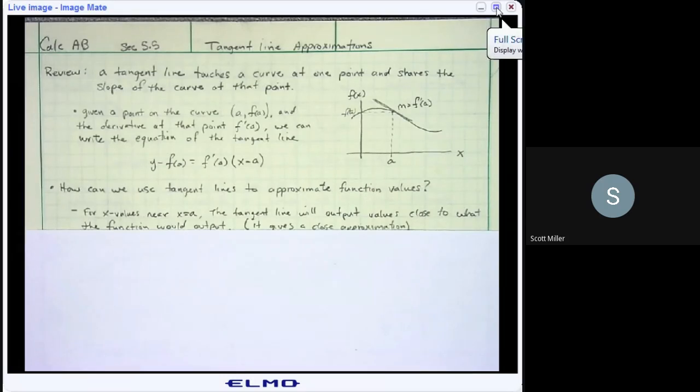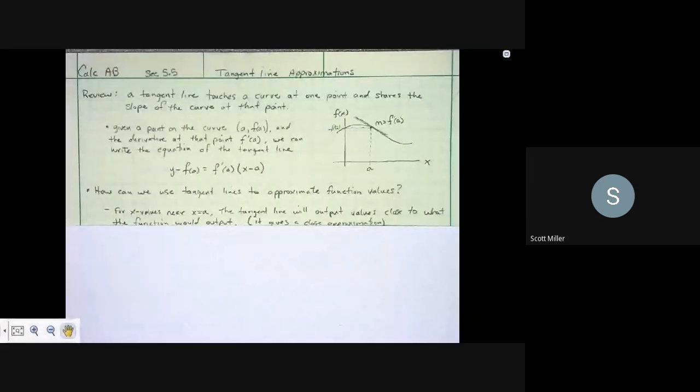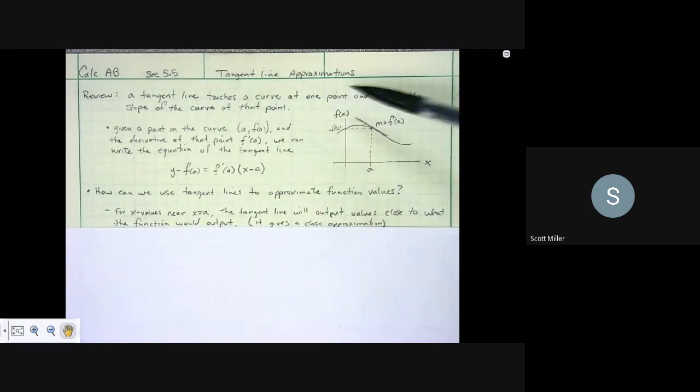Okay, so in this lesson, we're going to look at some tangent line problems. The first one is a tangent line approximation. Before we do that, we're going to start by reviewing tangent lines real quickly. Remember, a tangent line touches a curve at one point and shares the slope of the curve at that point.